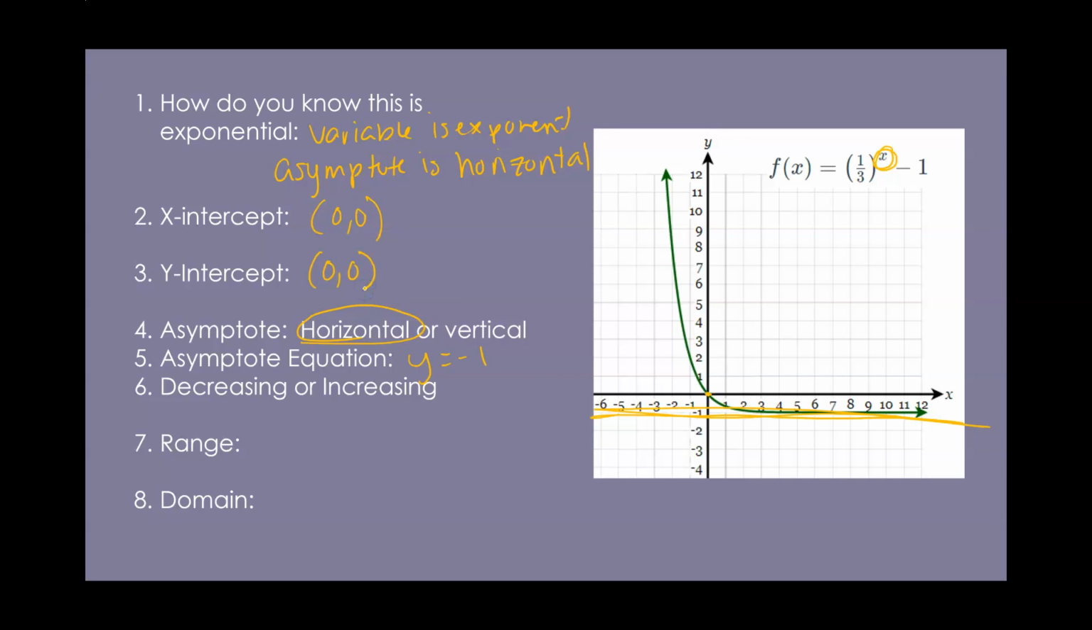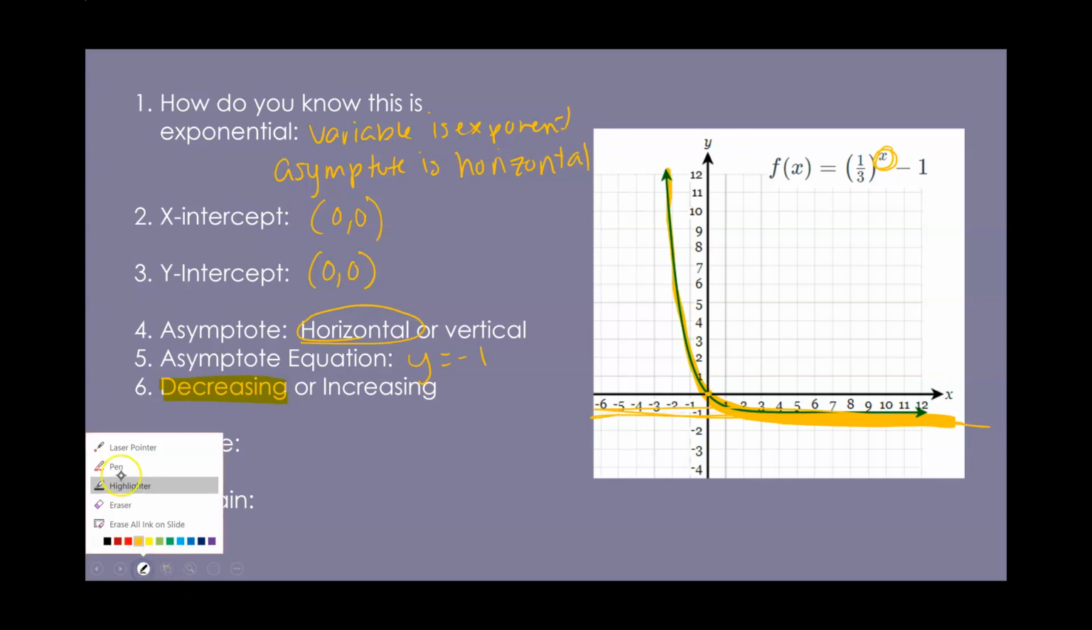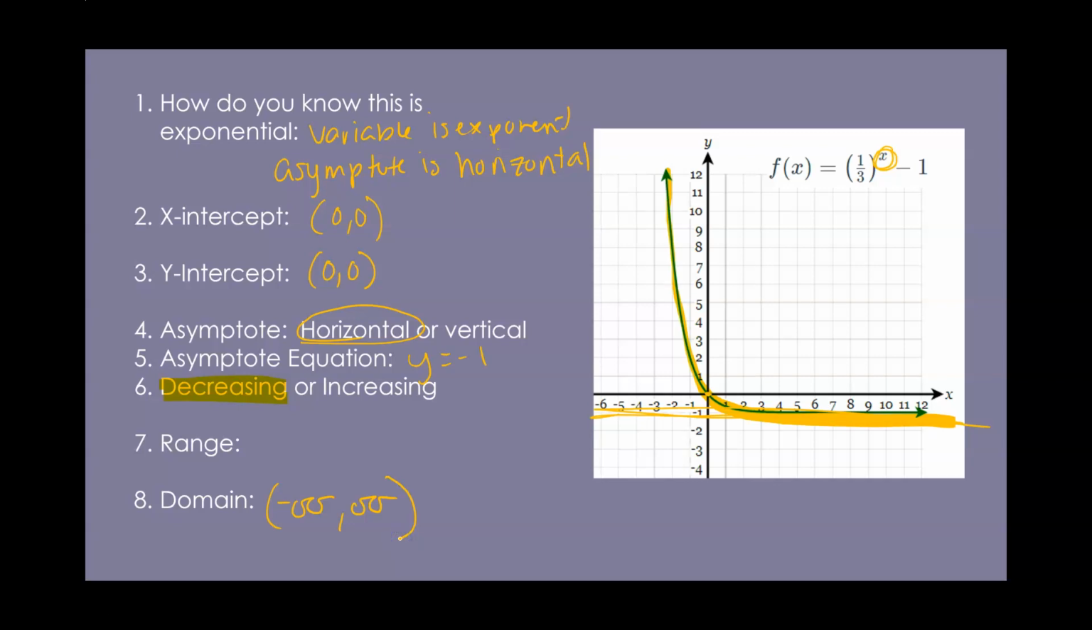Now, is this increasing or is this decreasing? Take my highlighter. I trace it from left to right. Am I going down or am I going up? I'm going down. So that means it is decreasing. Okay? All right, again, domain, -infinity to +infinity. That should be the first thing you fill out, in my opinion, on this assignment. Now, range. How low does this graph go? Well, this graph goes as low as -1, and it goes off the charts to +infinity.